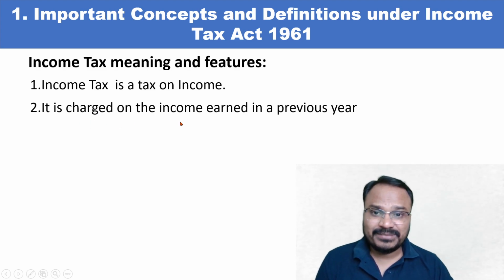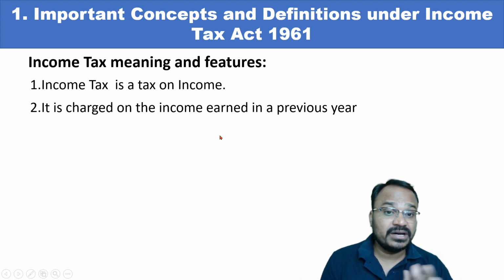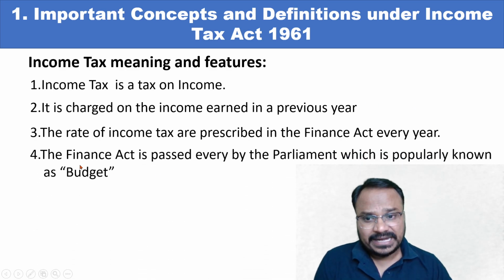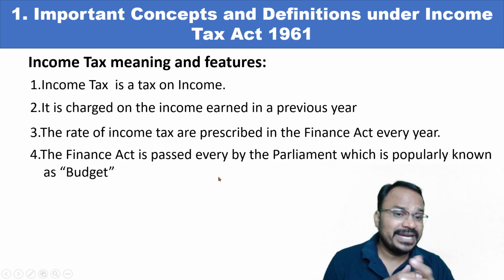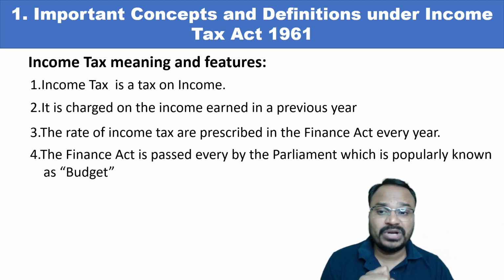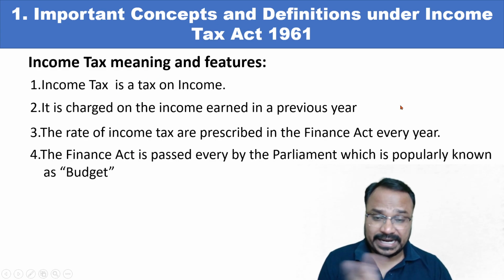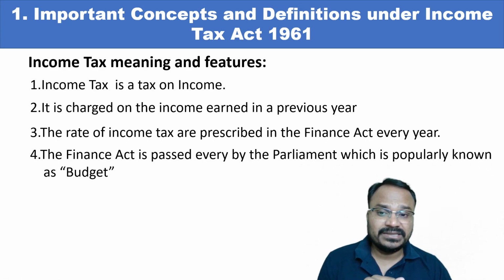So basically, income tax is a tax on income. It is charged on the income earned in the previous year, and the rates of income tax are prescribed in the Finance Act every year. The Finance Act is passed in the Parliament, and the rates of income tax are declared there. That Finance Act is popularly known as the budget. You must have heard this term. So the budget is nothing but the Finance Act, in which the income tax rates and all the amendments related to the Income Tax Act 1961 are made.